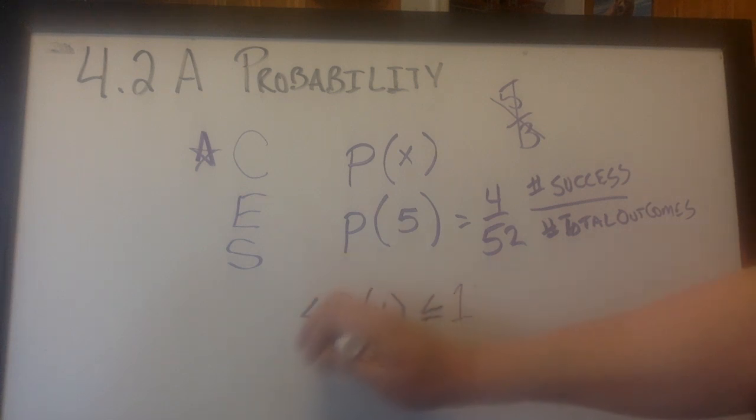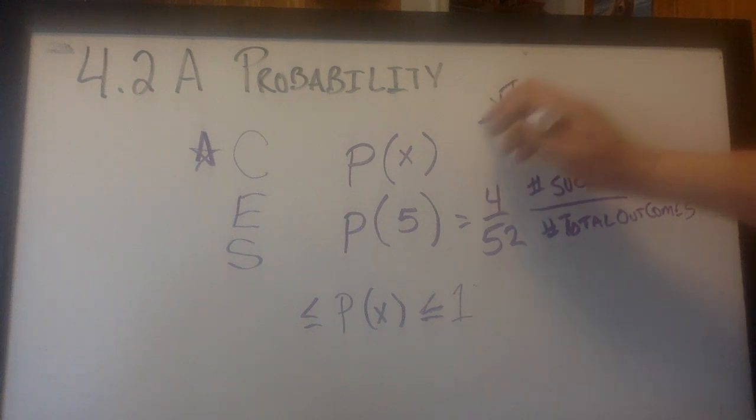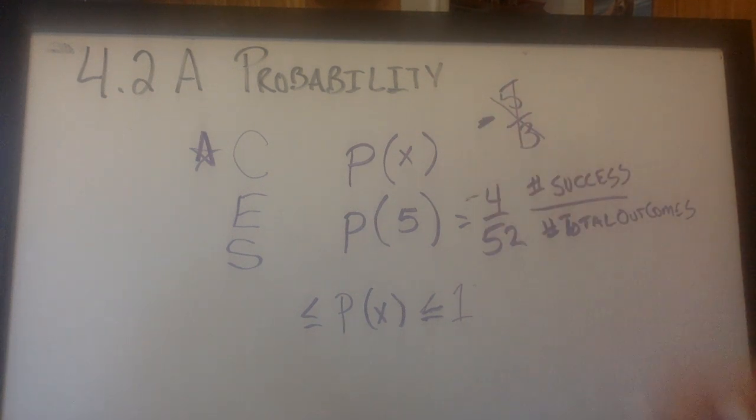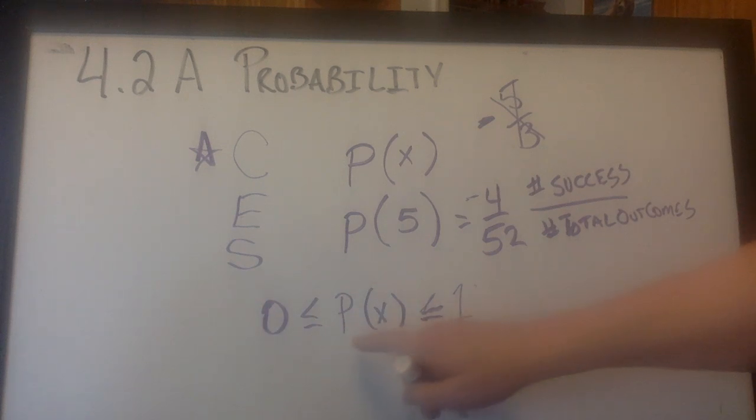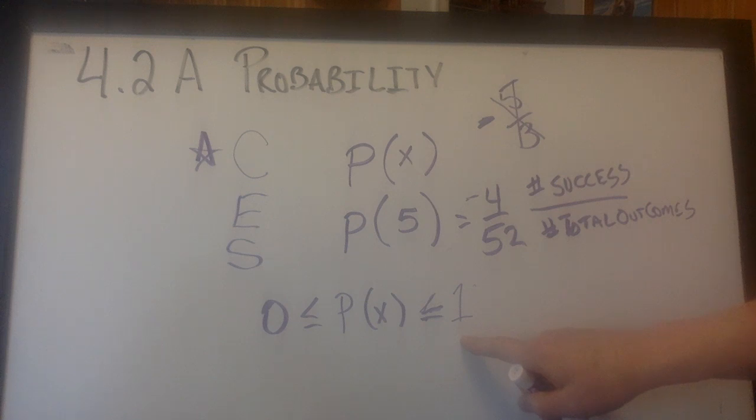What can be the smallest? Well, can you have a negative? Can this be a negative 4 out of 52? And the answer is no. So probabilities have to be between 0 and 1. And we'll talk about both of those in a second. Okay?